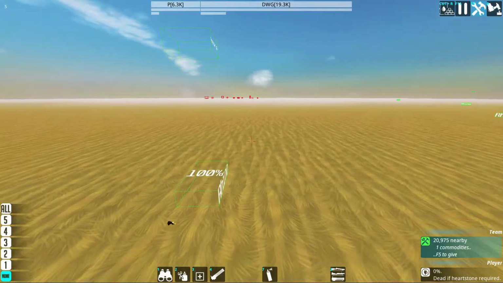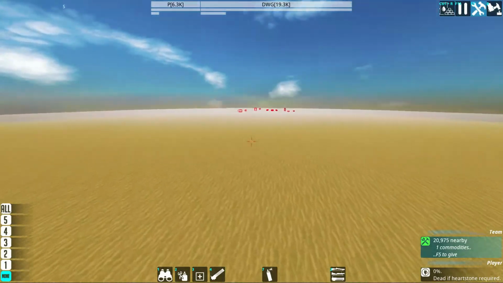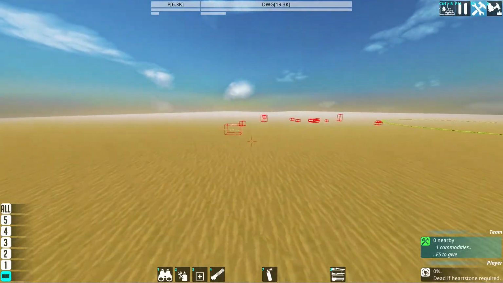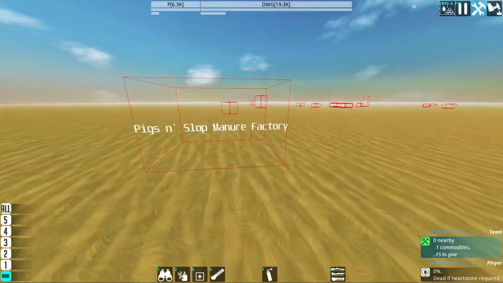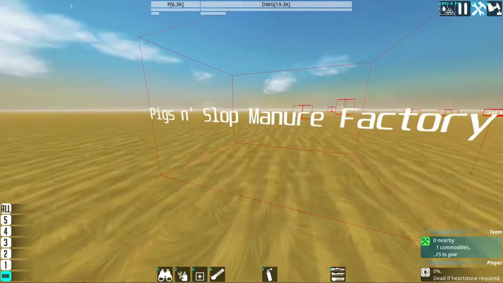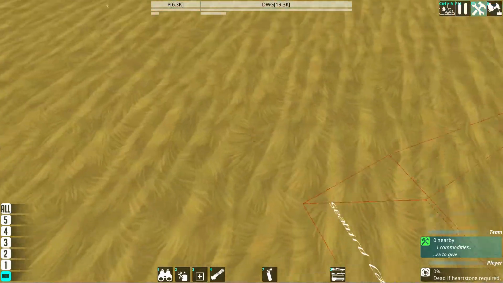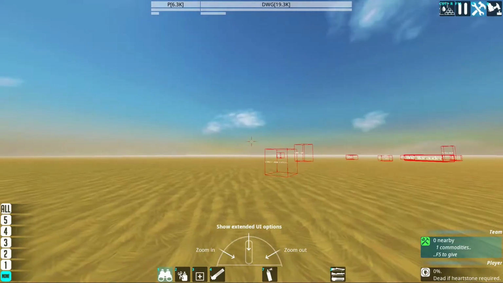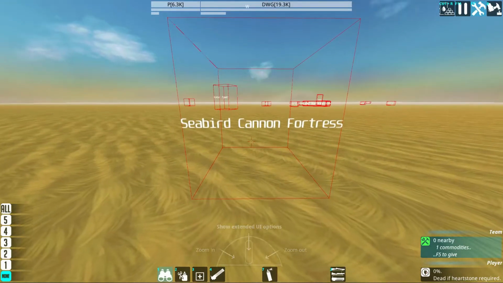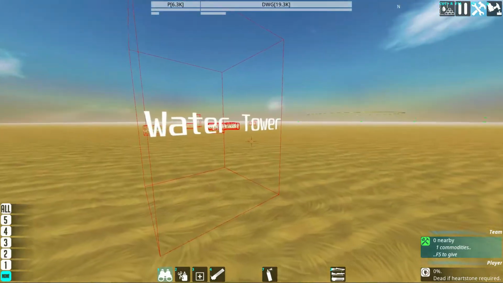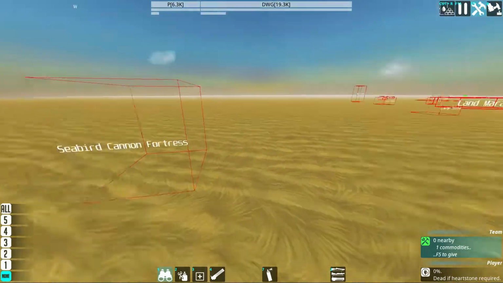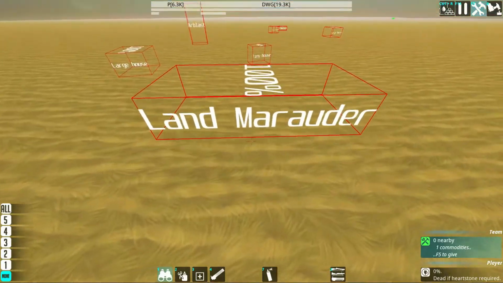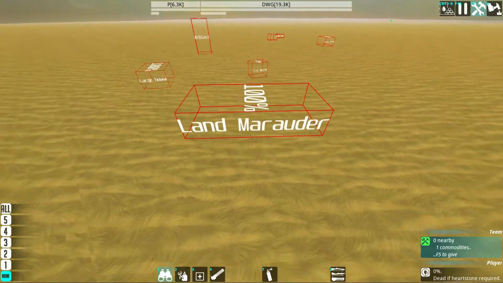All right, here we are coming up on the other side of the map, making our move against the last bastion of the Dustwind Gypsies. Over here, we have a manure factory. Of all the things, I was not expecting a manure factory. I was expecting a keep or a fortress. See, look, over here, Seabird Cannon Fortress. A water tower makes more sense than a manure factory. Another cannon, some houses, a land marauder?